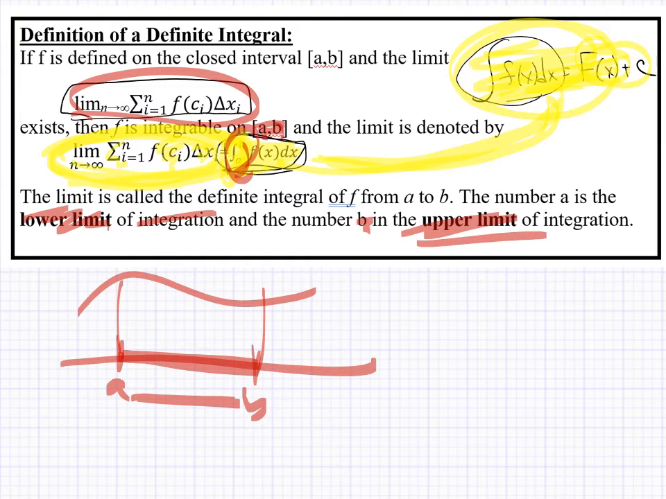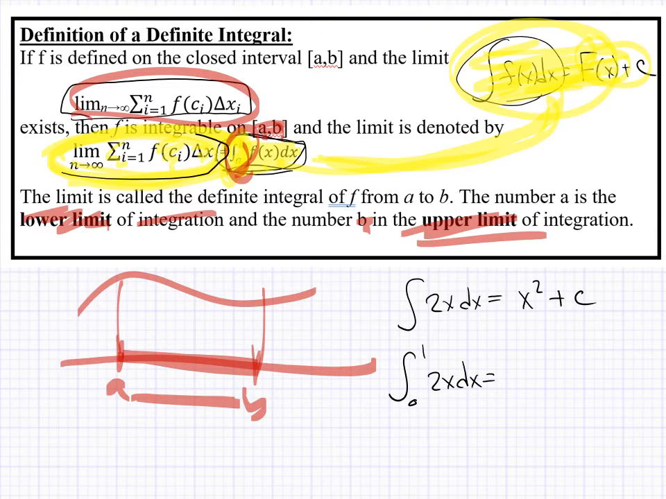And so if I want to compute the integral of 2x dx, that would be x squared plus c. And that's an indefinite integral. This says if I want to do the integral from 0 to 1 of 2x dx, I would have to do this, which is a drastic difference. We haven't even talked about how this actually comes about.